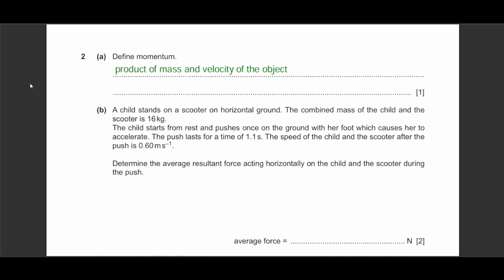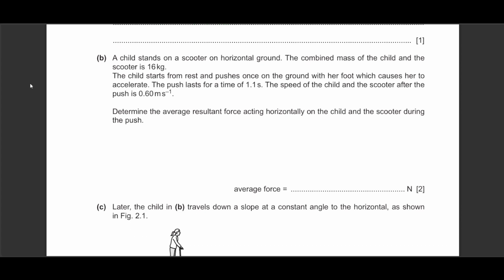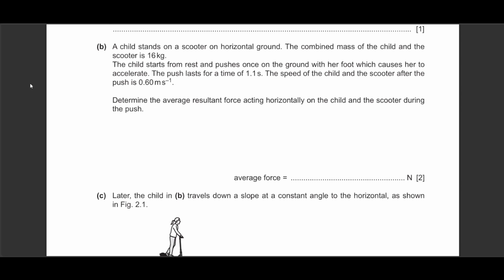Define momentum: it is the product of mass and velocity, simple and straightforward. A child stands on a scooter on horizontal ground. The combined mass of the child and the scooter is 16 kilograms. The child starts from rest, then pushes once on the ground and causes it to accelerate. The push lasts for 1.1 seconds.